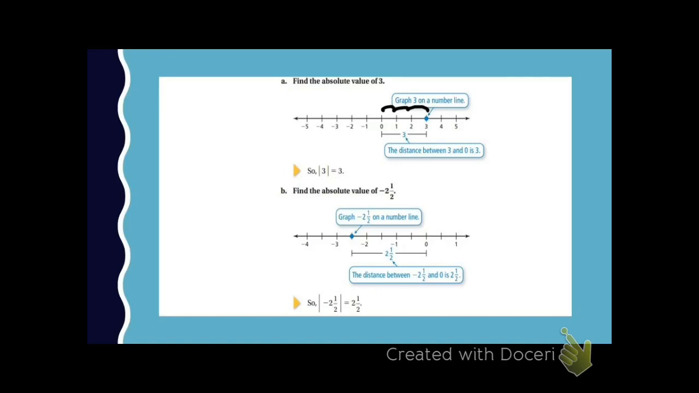What if they asked me to find the absolute value of -2.5? Well, go to -2.5 on your number line. They've put a dot there. It's in between the -2 and the -3. And I'm going to move to 0. I'm going to go a half, and then I'm going to count till I get over there. I went 1, 2.5 places from 0. So the absolute value of a -2.5 is 2.5. It's 2.5 hops or spaces from 0.